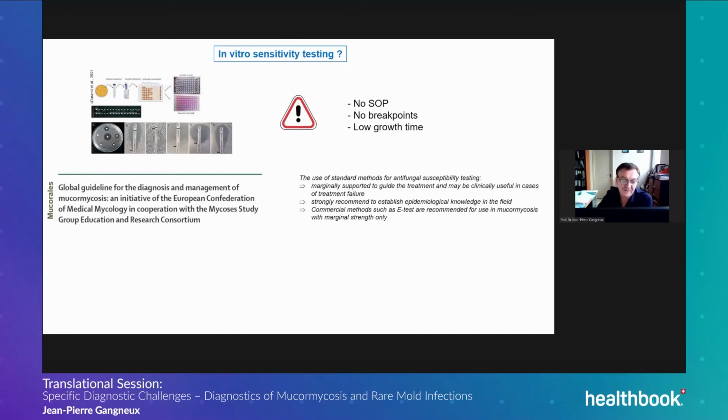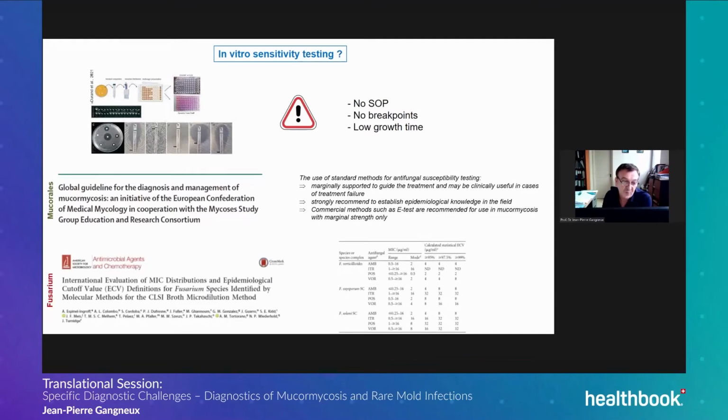So if we look at what was said in the global guideline regarding Mucorales, the use of standard methods for antifungal susceptibility testing is only marginally supported to guide the treatment and may be clinically useful in cases of treatment failure. However, it is strongly recommended to establish epidemiological knowledge in the field. And looking at the commercial methods such as E-test, they are recommended for use, but with a marginal strength only.